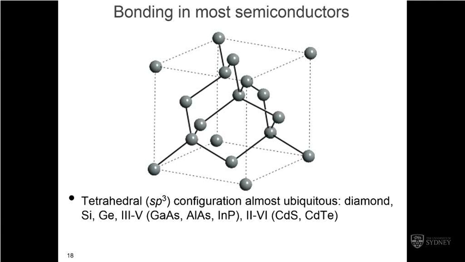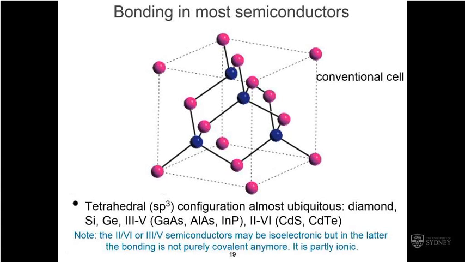Gallium arsenide, aluminium arsenide, indium phosphide, and also a different family created by the 2,6 group of atoms, cadmium sulfide, cadmium telluride, and so on. Again, they exhibit this kind of bonding arrangement. And of course, they've got 2 species, so instead of them all being the same color, this might be gallium, and this might be your nitrogen, and so on. And then this is called the zinc blende structure.